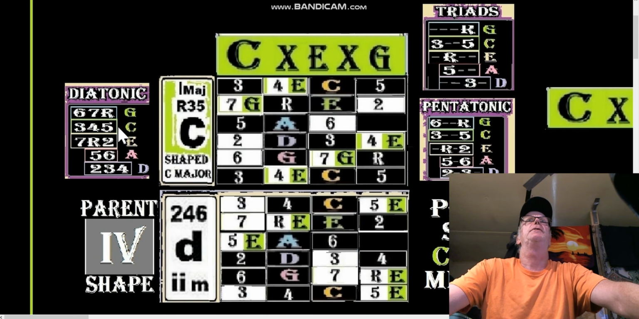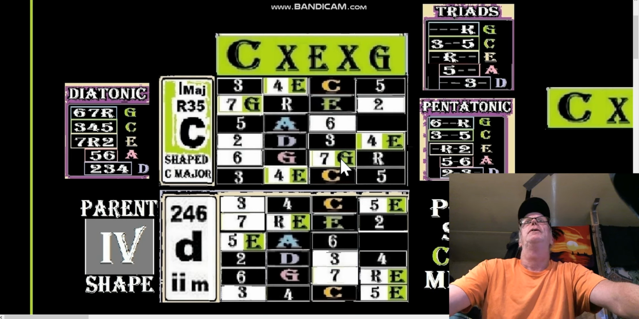Okay, C is 3, 4, 5. All right, in CAGED, it shares that 5 with the A. A goes 5 to 6. In CAGED, it shares that 6 with the G. 6 goes to 7 root. In CAGED, G shares that 7 root with the E.